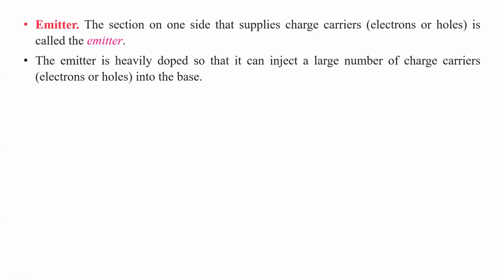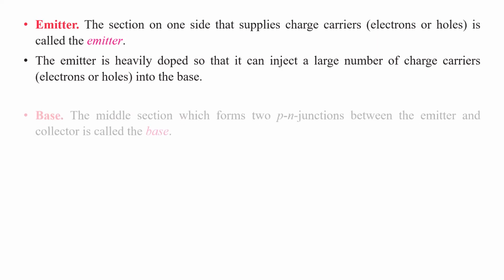So heavy doping means more and more impurity atoms are added. So impurity atoms will provide the required number of charge carriers. Here charge carriers may be electrons or holes. If the emitter is N-type, it produces electrons. If the emitter is P-type, it produces holes. So a question may be asked, why is the emitter heavily doped? The emitter is heavily doped because the emitter has to supply the required number of charge carriers for the conduction purpose. That is the reason why it is heavily doped.